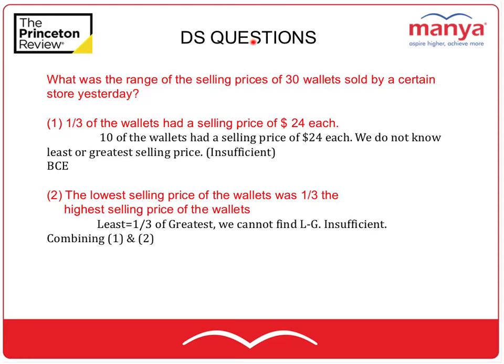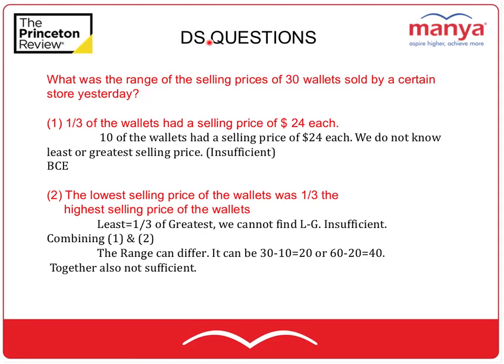No. Great, Shyam. So both together are not sufficient because the range can be anything. When they say the least is 1/3 of the greatest, I can have any value, right? So it will differ. When I want a value, it should always be the same value. Whenever I am not going to get the same value, the statements together are not sufficient. Because the value is asked, I should always get the same value. I should not get two different values. That is why.